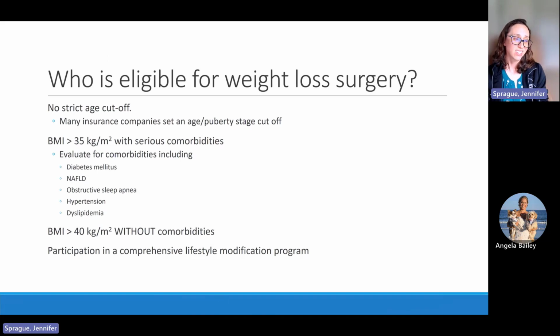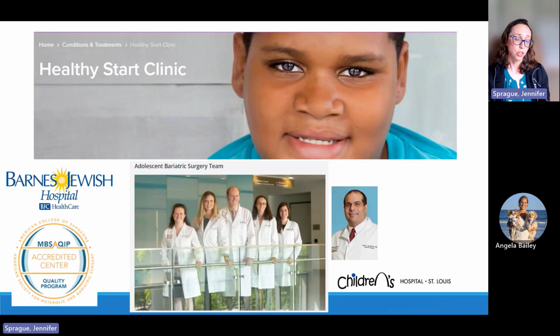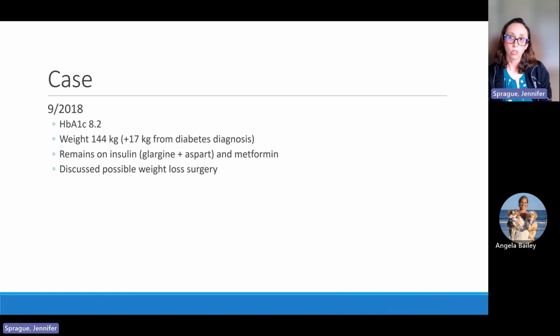Who's eligible for weight loss surgery? There's not necessarily a strict age cutoff. Many insurance companies set an age puberty stage cutoff. The guidelines recommend consideration at age 13. BMI greater than 35 with serious comorbidities, or BMI greater than 40 without comorbidities, and participation in a comprehensive lifestyle modification program. We do offer both medication and surgical management through the Healthy Start Clinic in collaboration with our adolescent bariatric surgery team. Shana Eckhouse, shown here, is our primary surgeon at Barnes. Badr Shakshir is our primary surgeon at St. Louis Children's.